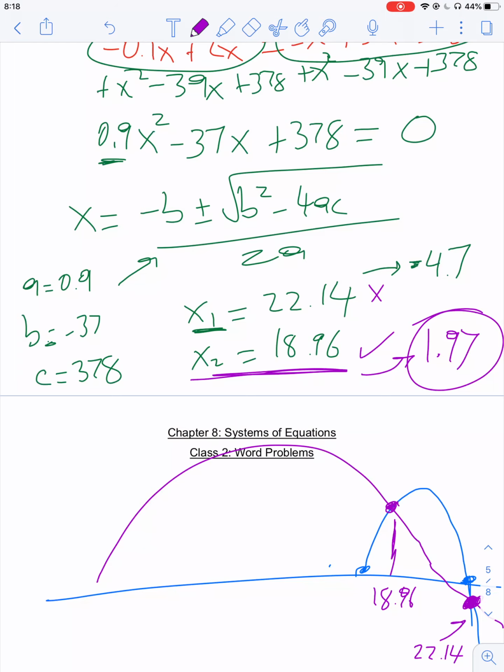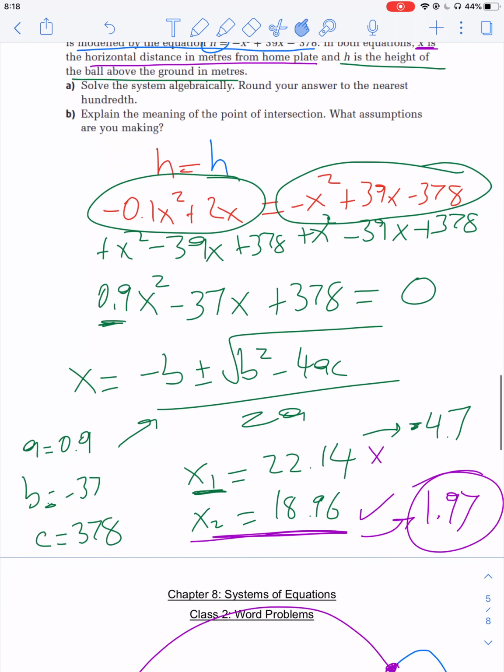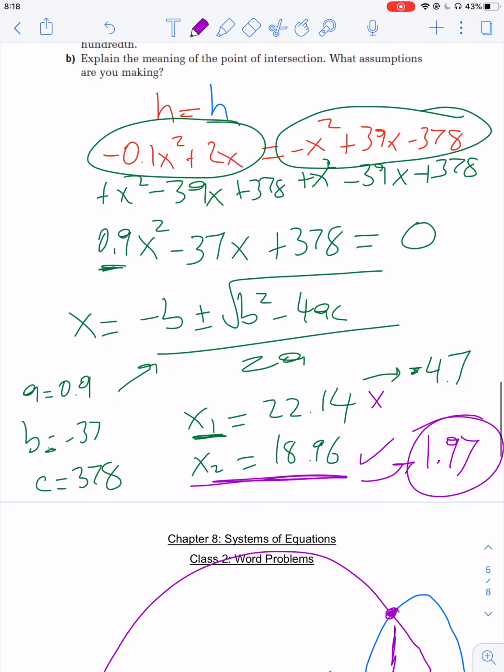Okay, so again, it's a word problem, right? So it's supposed to make sense. So just ask yourself those questions. So this would be your answer, right? After 18 meters, this person will catch the ball at a height of 1.97 meters.